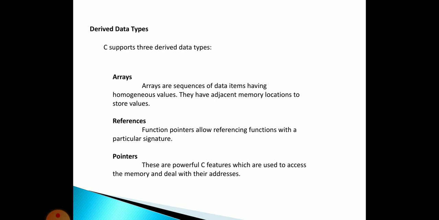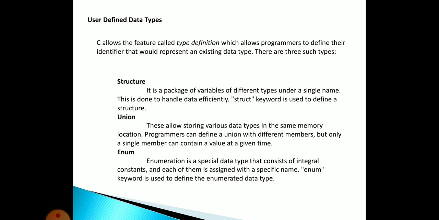References, function pointers allow referencing functions with a particular signature that we may learn in our next sessions. Pointers are powerful C features which are used to access the memory. Pointers are used to access memory locations. That means we are dealing with memory addresses, and when we deal with memory addresses, we make use of pointer values. So arrays, references, and pointers are the derived data types supported by the C language.